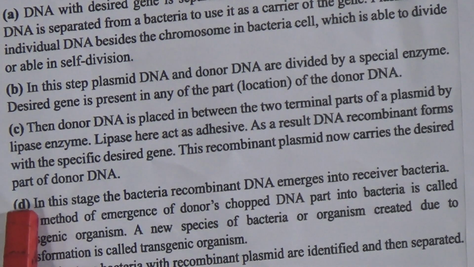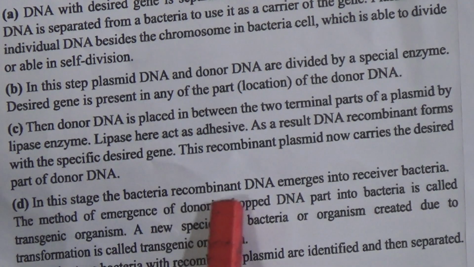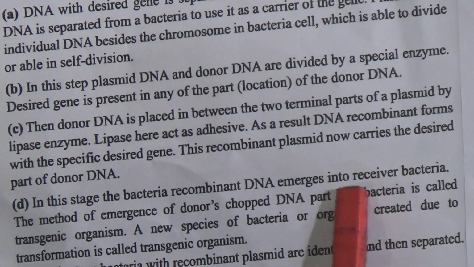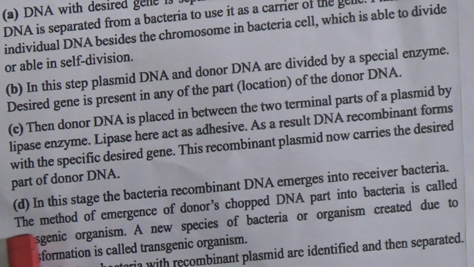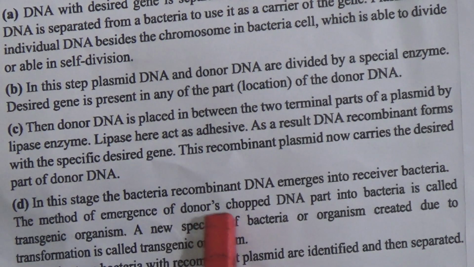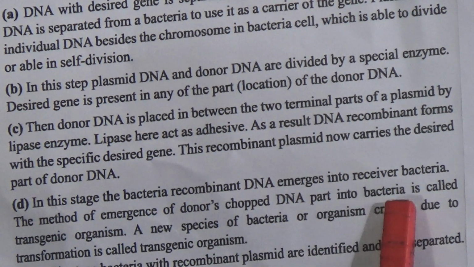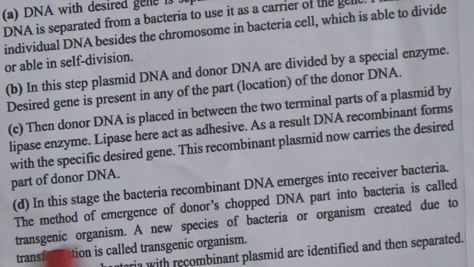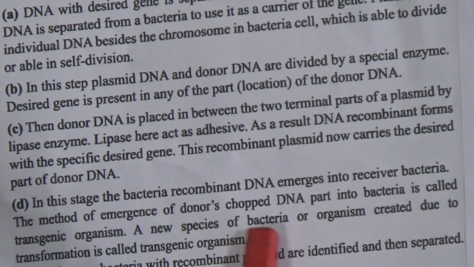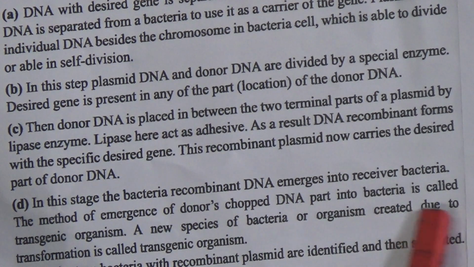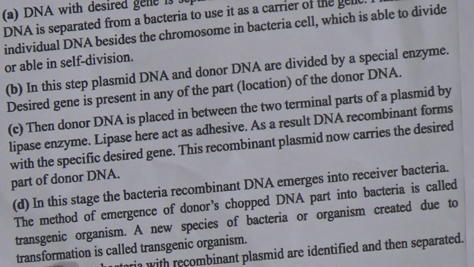And next step: in this stage the recombinant DNA is inserted into the receiver bacteria. The method of insertion of the donor DNA part into bacteria is called transformation. A new species of bacteria or organism created due to transformation is called a transgenic organism.